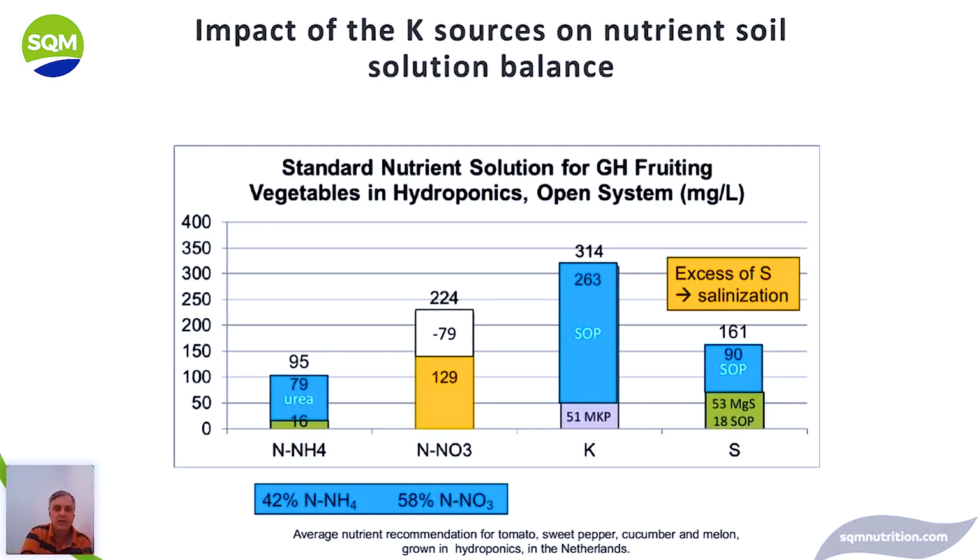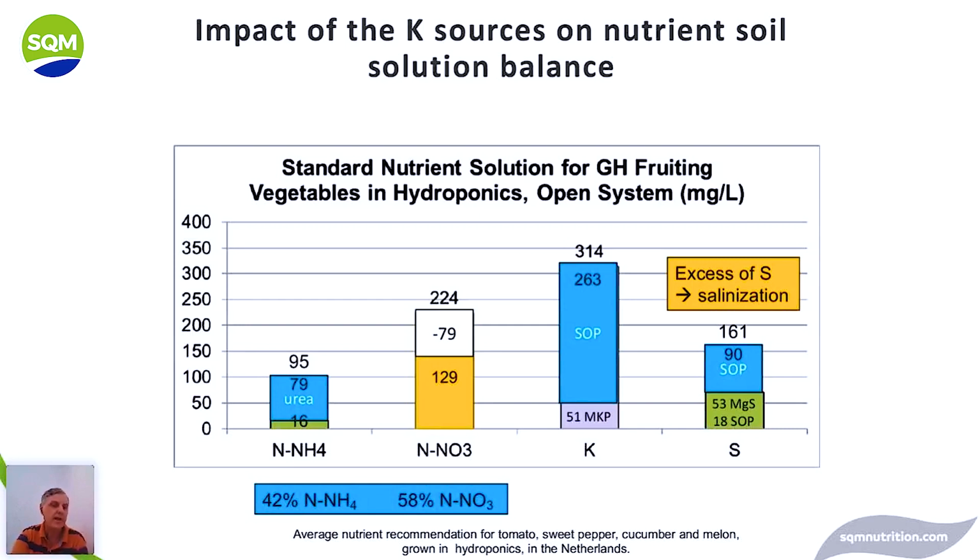And then we have the second difference, that we change the balance between nitrate nitrogen and ammoniacal nitrogen. Now we have a balance that is 58 nitrate and 42 ammonium. And before it was 93 nitrate and 7 ammonium. And then we start to have problems like blossom end rot, for example. You start to have problems with, for example, calcium uptake. So that's the problem when you start to change the source that we are using.